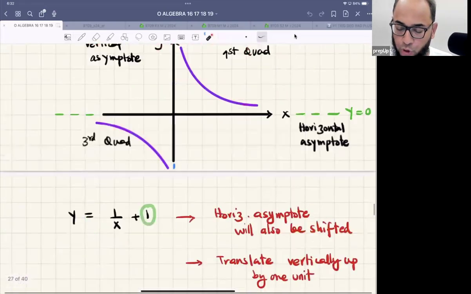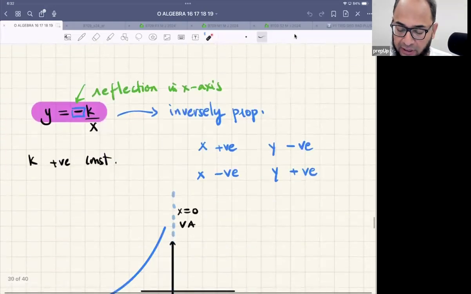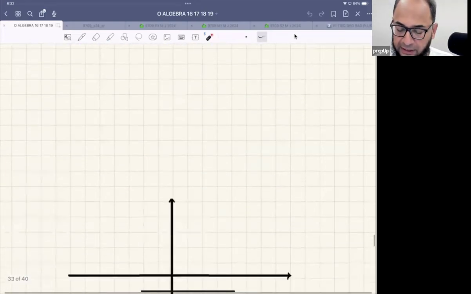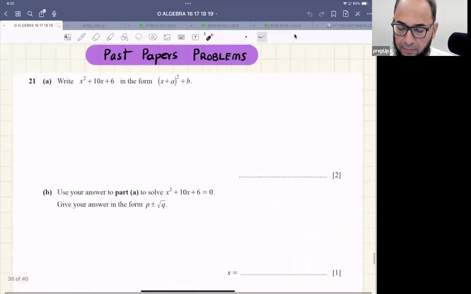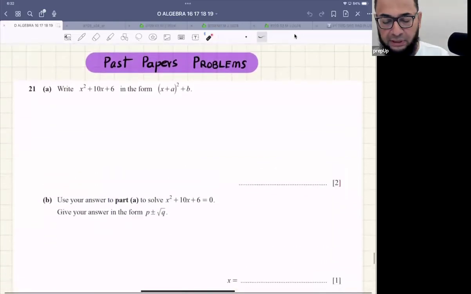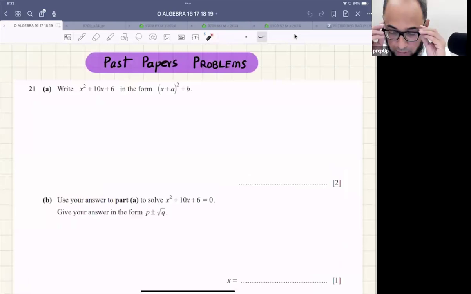And lecture 19 is what you are seeing right now, that is about the reciprocal. So this is all good, all done. And let's start with the past paper problems. So let's look at this question.